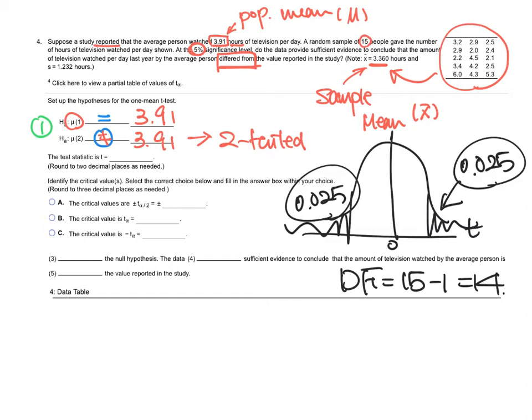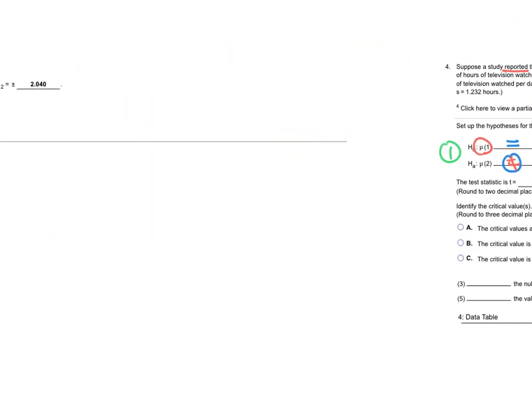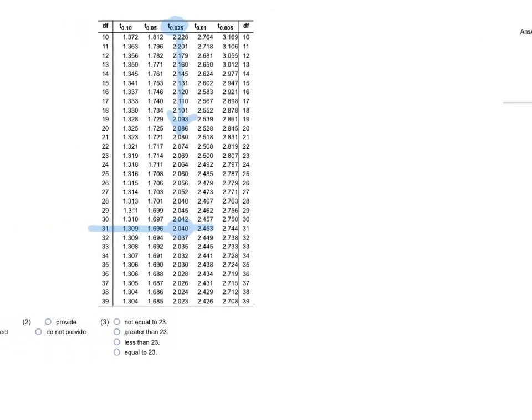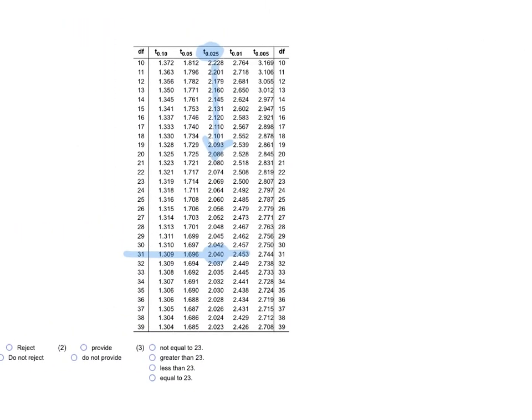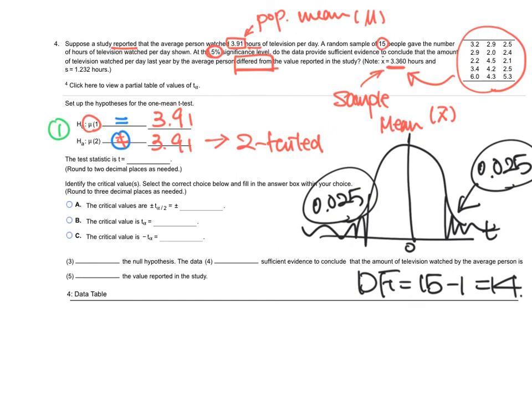So when you go to the t-table, where is the t-table? Yes, now here's the t-table. We have to look at the 0.05, because it's half and half, and 14. So the critical value will be 2.145.